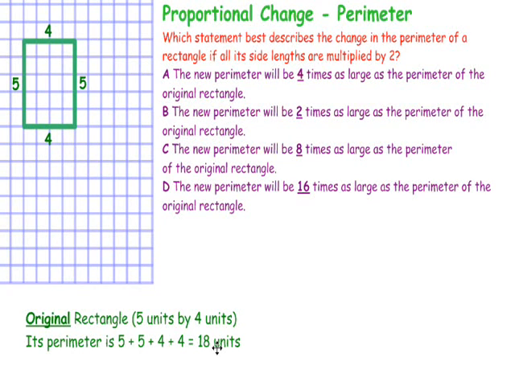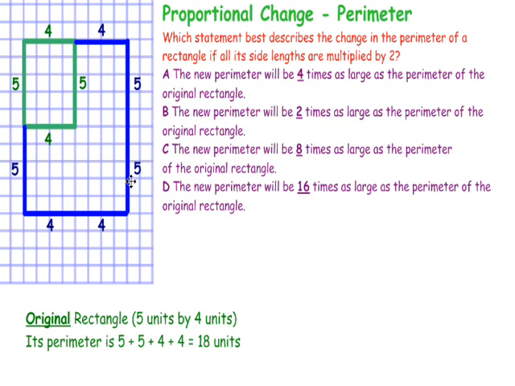Now the problem asks us to multiply each dimension or each side length by 2. So if I multiply 4 times 2, I'll get 8. If I multiply 5 times 2, I'll get 10. If I multiply 4 times 2, I get 8. If I multiply 5 times 2, I get 10. So now I've got my brand new rectangle.